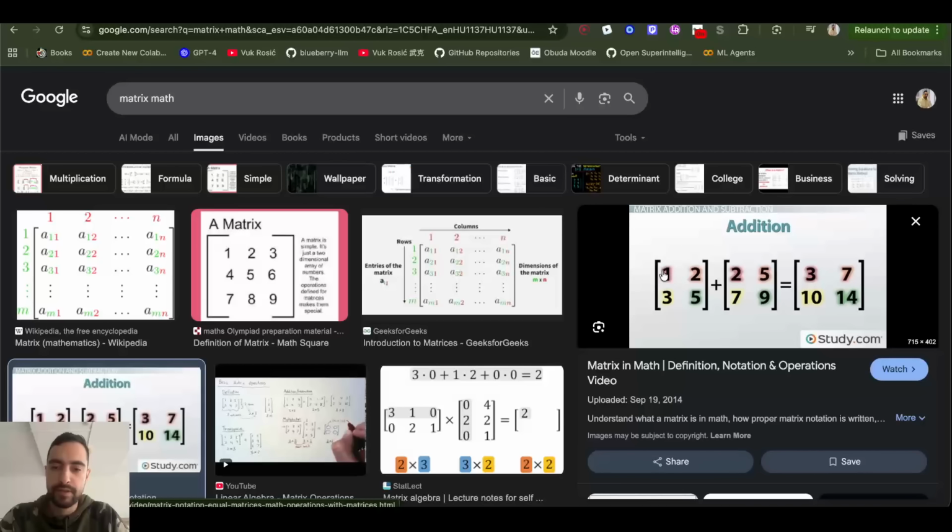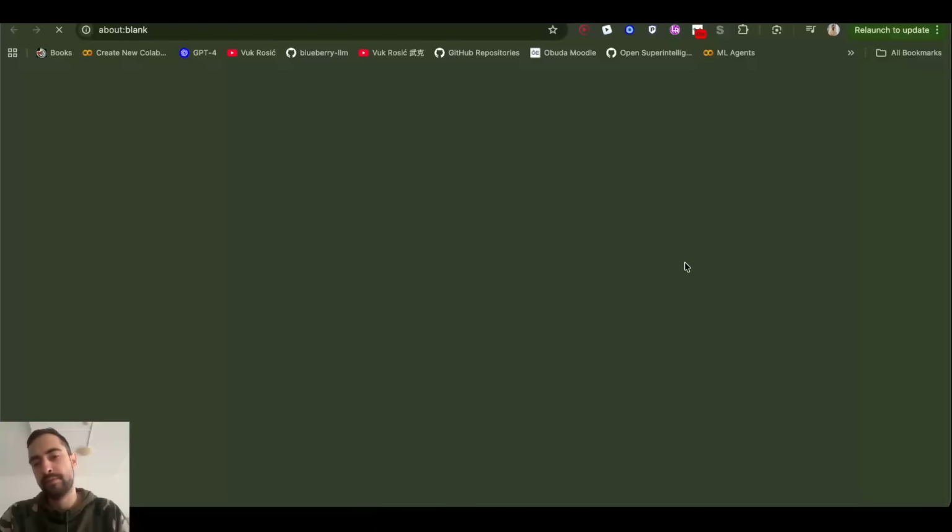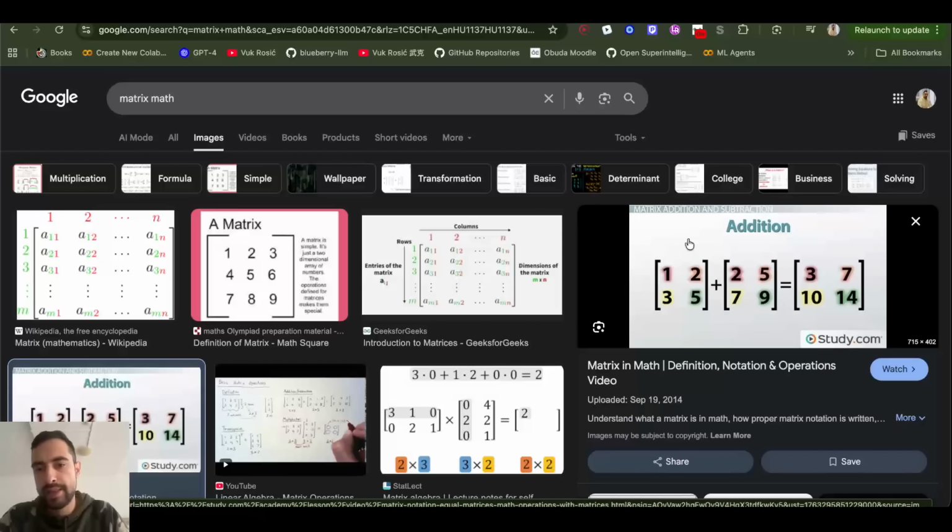And so this element has index 0, 0. And then this has 0, 1, 1, 0, because this is a row. So first it's row 1, and then column 0. So 1, 0, and then 1, 1. So if you want to add two matrices, you just add corresponding elements at the same index. So 1 plus 2 is 3, 2 plus 5 is 7, etc. This is how addition works.